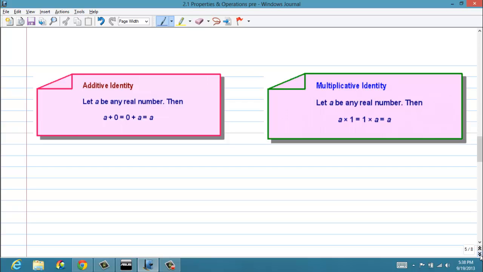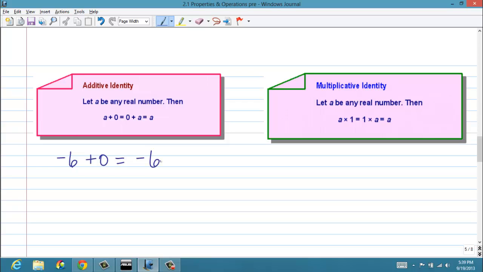Let's look at the identity property of addition, also known as the additive identity. Okay, two different ways to say the same thing. The sum of a number and the additive identity, 0, is the number. So, for example, if I have negative 6 plus 0, the sum of a number and the additive identity, which is 0, is the number.